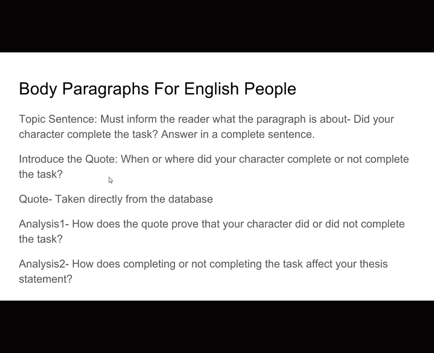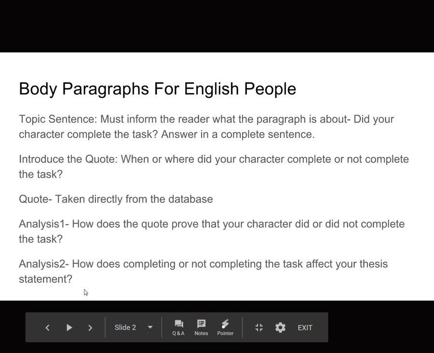When you introduce the quote, you want to bring the reader to the quote, so you want to think setting, either time or place. So you can tell us when or where your character did or did not complete their task. Again, as we already talked about, your quote was done during your research and it came directly from a database. Your first analysis, which tells the reader how the quote proves that your character did or did not complete the task, should also already be completed. Your second analysis of the quote is going to show why does completing or not completing that task affect your thesis statement.